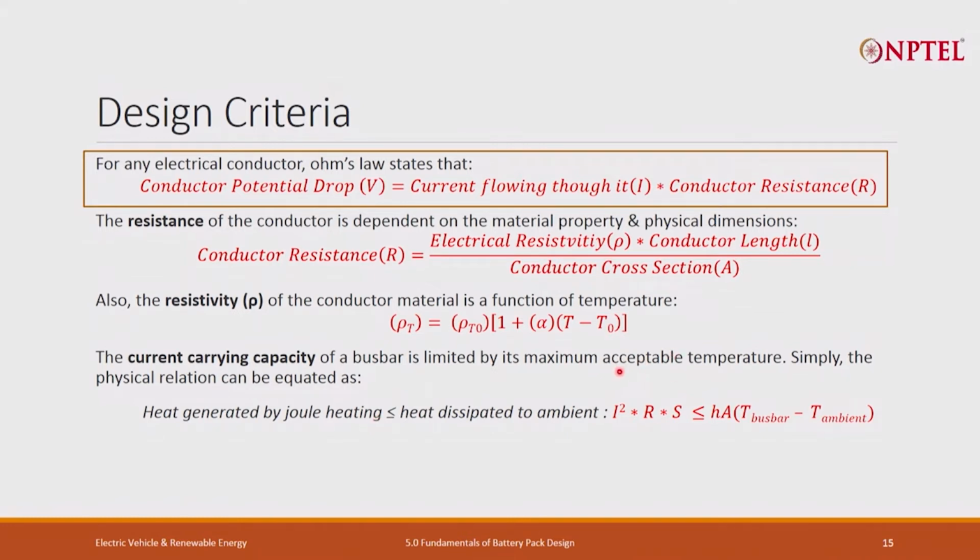So, now you have the equation I square R, which is nothing but the Joule heating. S is the shape factor. Shape factor means how your bus bar or conductor size is, whether it is a regular shape or a curvy shape. Depending upon that, this S value keeps on changing. This should be less than the heat dissipation by convection.